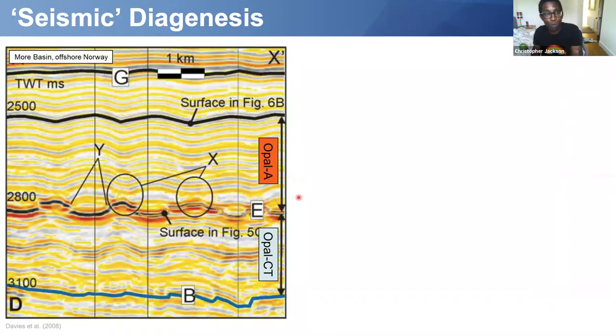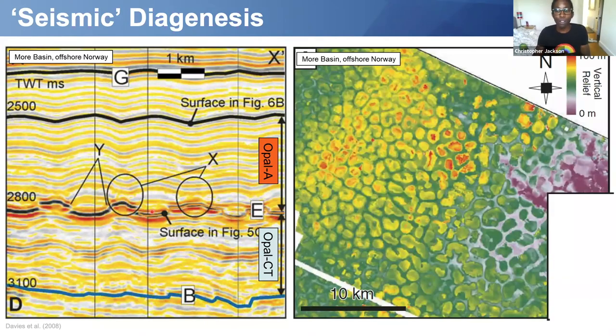Here's another example from somewhere called the Murra Basin offshore Norway. Again, hopefully your eyes are all attuned to these images. Think of them a bit like X-rays. There's layers of rock in here with these different colours. The most obvious reflection is this one here, isn't it? This black and red I'm tracing out, which goes up and down and up and down, looks kind of weird. If you make a map of that up and down, it looks like this.